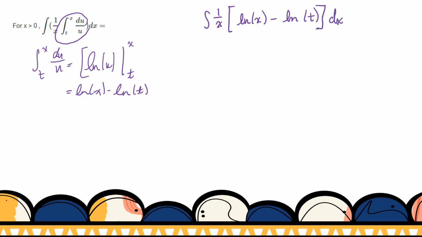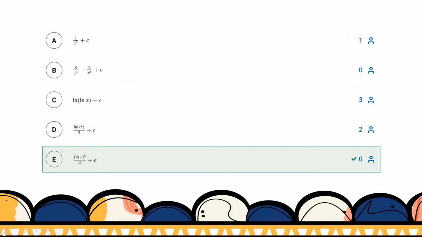with respect to x. So this turns into, and we'll pretend the equal sign's right there, the integral of the natural log of x over x dx minus natural log of t, which is kind of like a constant because we only care about the integral with respect to x. So I'm going to pull that out and we just have 1 over x dx here. So then here you need to do a U-substitution.